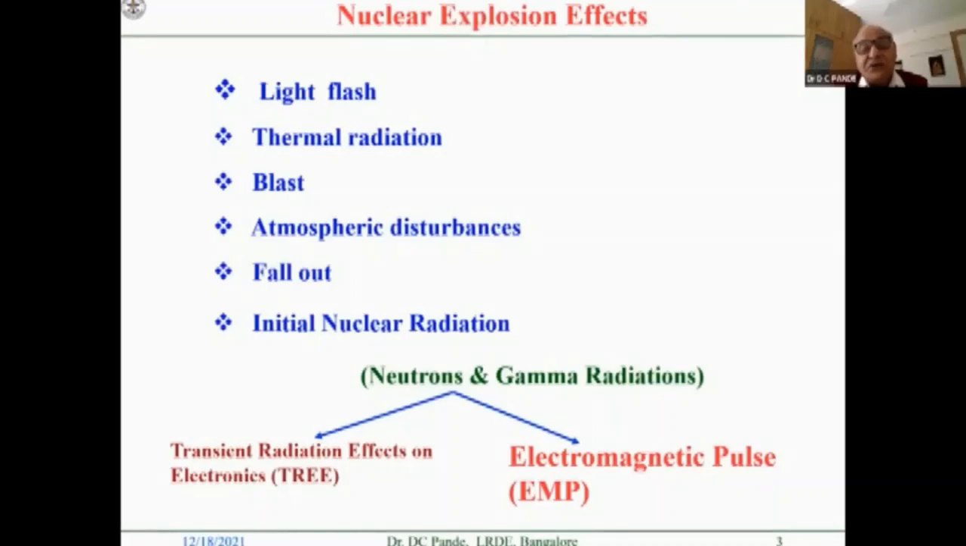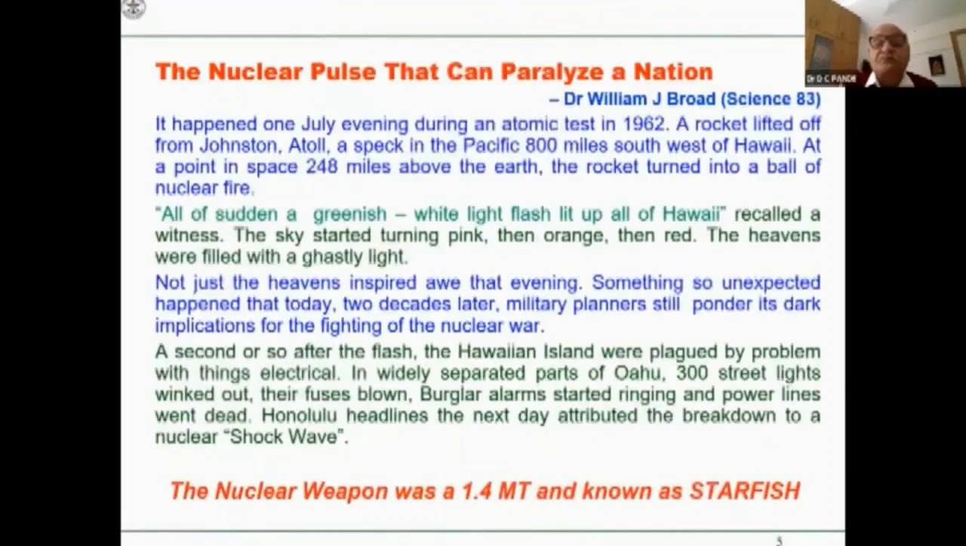And these neutrons and gammas result in two types of effects on the electronics. One is called the transient radiation effects on electronics, what we call TREE. And the second effect, which is the most devastating, is the electromagnetic pulse.